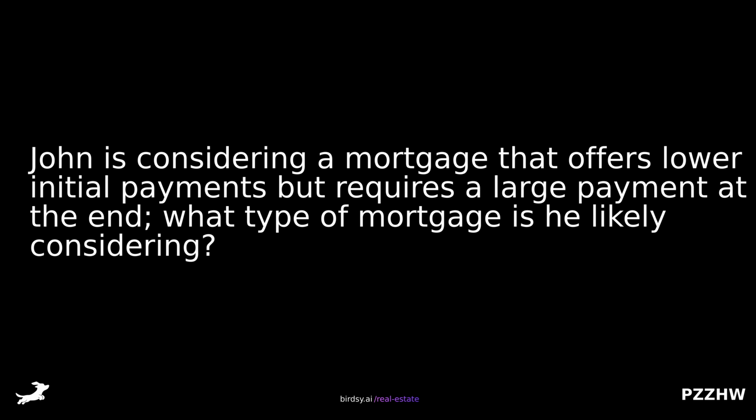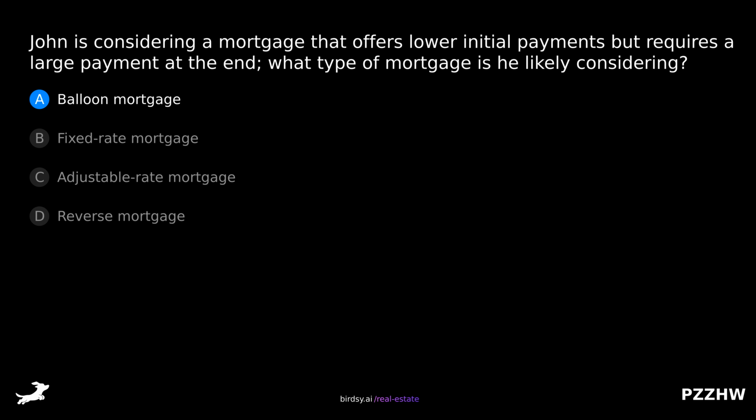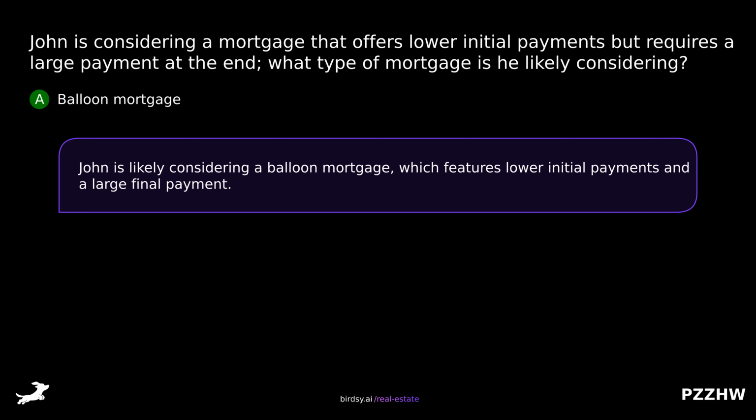John is considering a mortgage that offers lower initial payments but requires a large payment at the end. What type of mortgage is he likely considering? Is it A, balloon mortgage, B, fixed-rate mortgage, C, adjustable rate mortgage, or D, reverse mortgage? The correct answer is A, balloon mortgage. John is likely considering a balloon mortgage, which features lower initial payments and a large final payment.